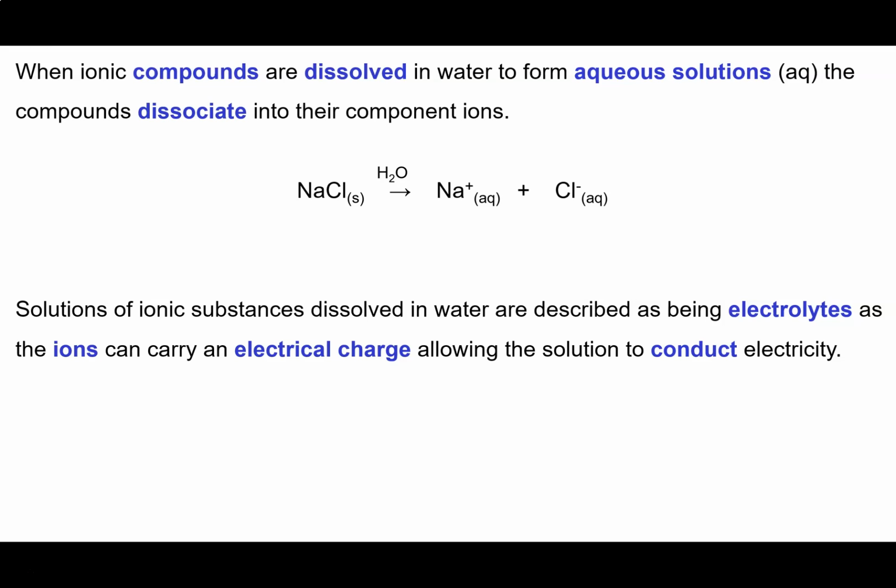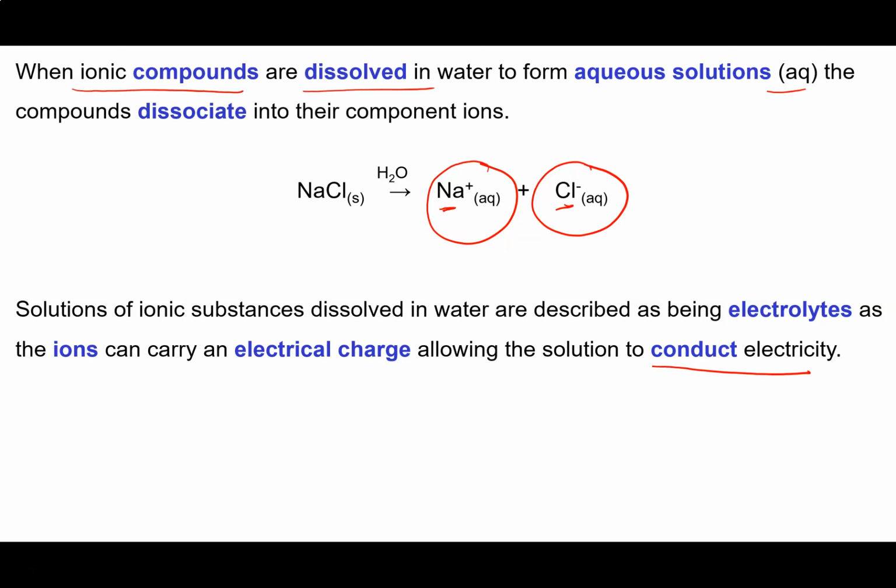Okay, so as I mentioned in the introduction, when ionic compounds are dissolved in water to form aqueous solutions, the compounds dissociate into their component ions. The crystal just gets ripped apart. What this means is that solutions of ionic substances in water are able to conduct electricity. The electrical conductivity results from there being mobile charged particles, and that's exactly what we have here. We have sodium ions and chloride ions that are able to freely move around. They're not bound up in a crystal.